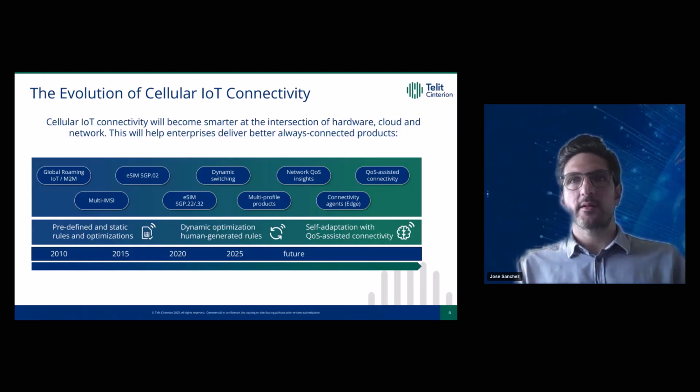Supported by smart edge technology, agents, and smart cloud technology, probably supported by AI technologies, both at the cloud and at the edge.